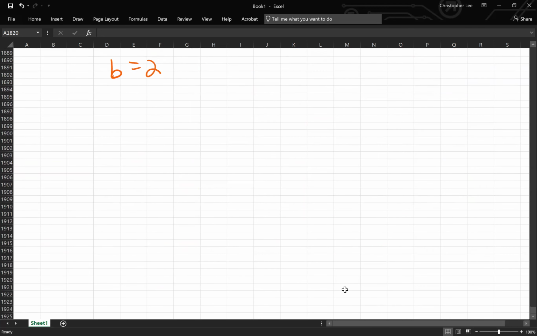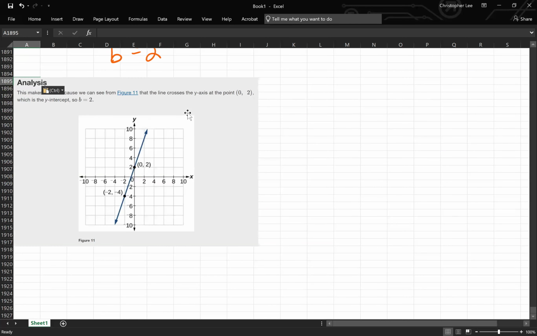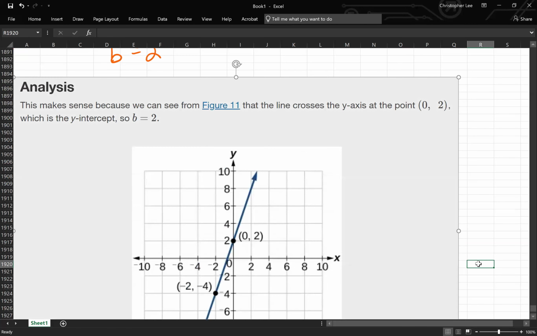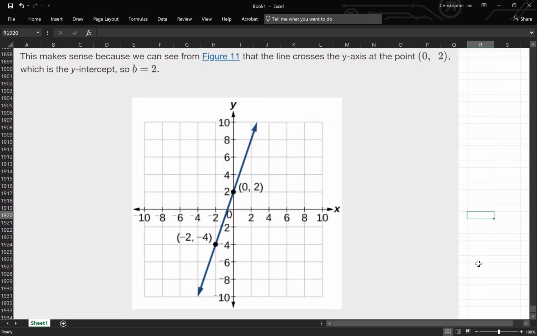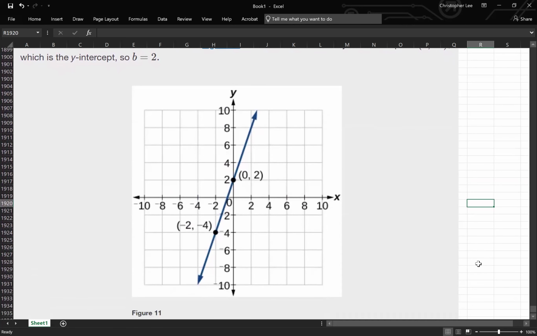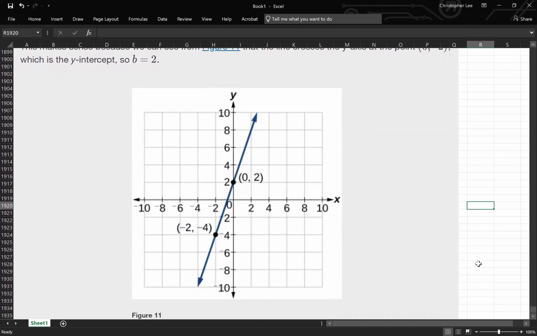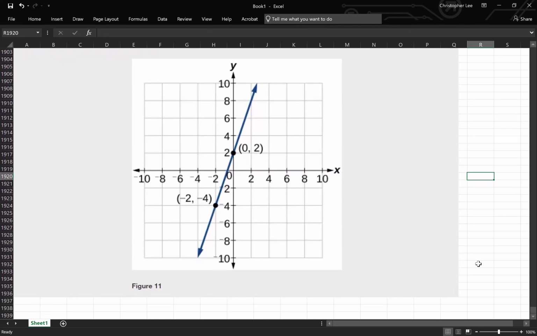I don't even really need to say this special note because y'all picked it up, but here it is. So this makes sense. We can see from the figure below that the line crosses the y-axis at the point (0, 2), which means the y-intercept is b equals 2. There it is. We already found that.